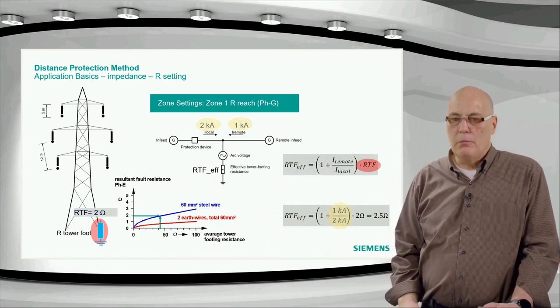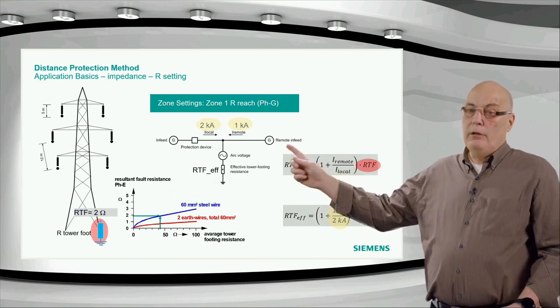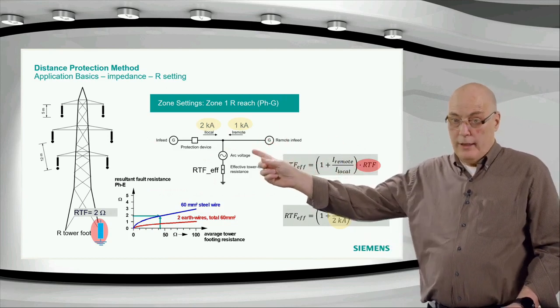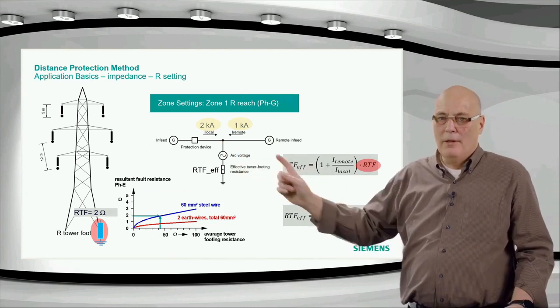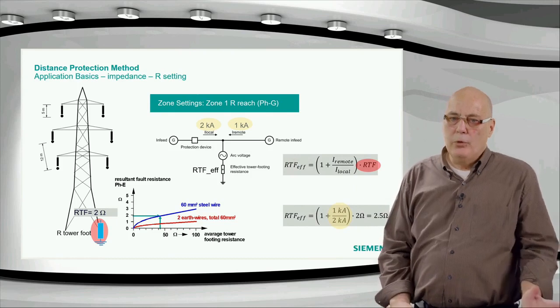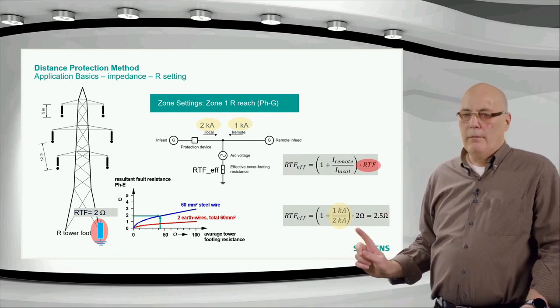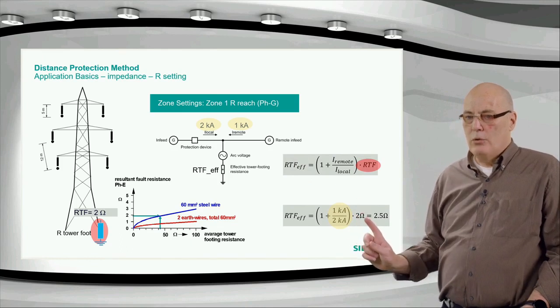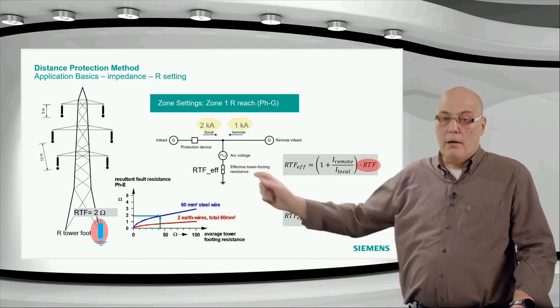we use 2 ohms for this example, but the tower footing resistance will be affected by the remote infeed. So in the previous example we had 3 kiloamps here, but it's just an example, just to show you the influence. If we had 2 kiloamps and 2 kiloamps and 1 kiloamp left and right, then obviously you can see this 2 ohms is multiplied, becomes effectively 2.5 ohms as seen by our protection relay.